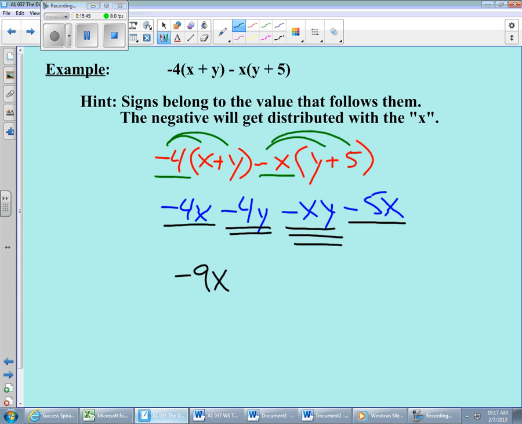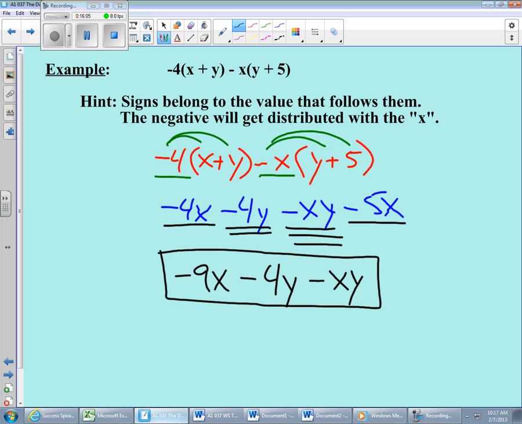Remember, with addition and subtraction, if the signs are the same, add them up, keep the sign. Okay, there were no y's to combine with, so I'm just going to drop them down. There were no xy's to combine with, so I'm just going to drop them down. There are no other terms that are like. There's nothing else that we can do with that. Hopefully, you arrived at -9x, -4y, -xy as your answer.